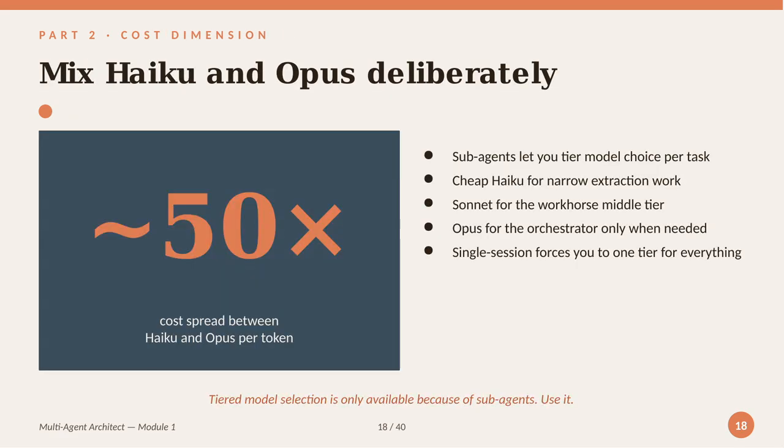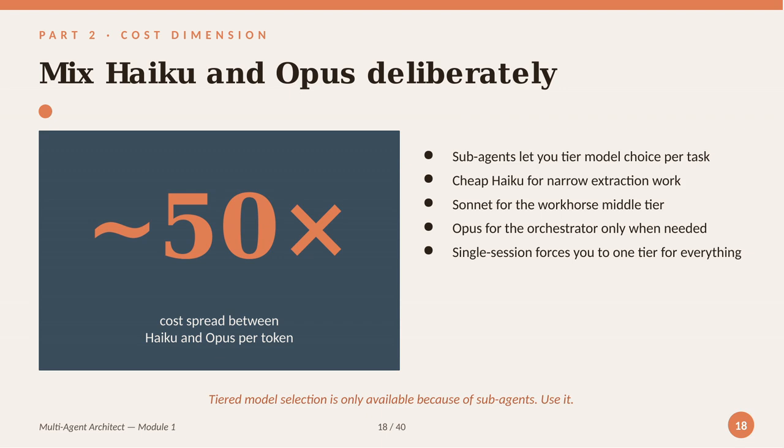The cost dimension. Subagents unlock tiered model selection. The number on screen is approximately 50. That's the cost spread between Haiku and Opus per token. Haiku is roughly 50 times cheaper to run than Opus on a per token basis. The spread is significant, and it compounds across the many calls a multi-agent system makes.